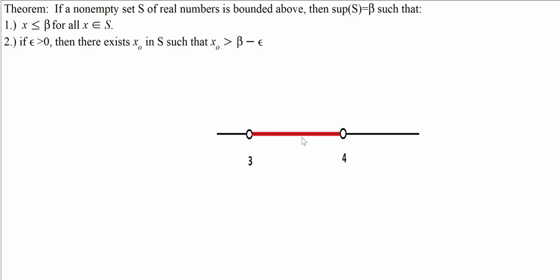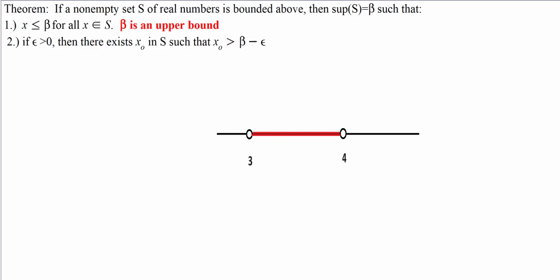And it's bounded above. So there is some sort of upper limit. It's not like our set of real numbers scoots off to infinity. It is bounded above, or it has an upper bound. And so what we say is the supremum of S equals beta such that x is less than or equal to beta for all x an element of S. What that means is that beta is an upper bound. That's all it means. So, just looking at our picture here, beta could be 5, it could be 10, it could be a million. It's just that beta is an upper bound.